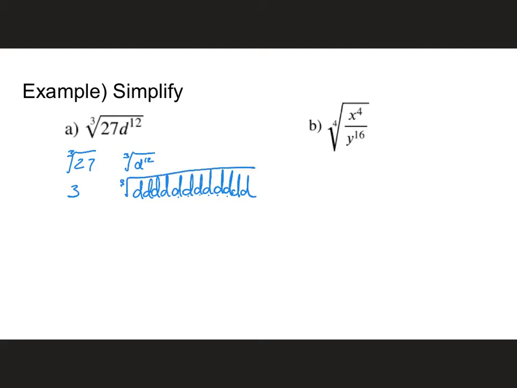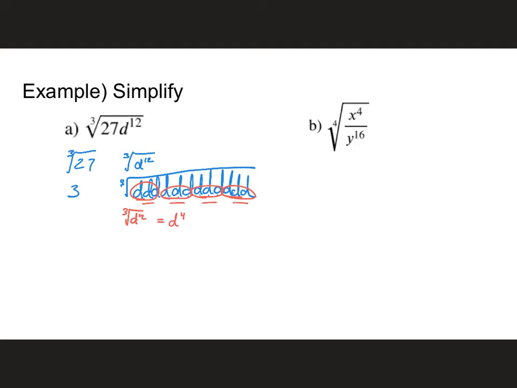And when I'm taking the third root of something, what I'm looking for is groups of 3. So how many groups of 3 go into 12 of these D's? Now if I look at it, I have 1, 2, 3, 4. So the third root of D to the 12th is actually the same thing as D to the 4th.